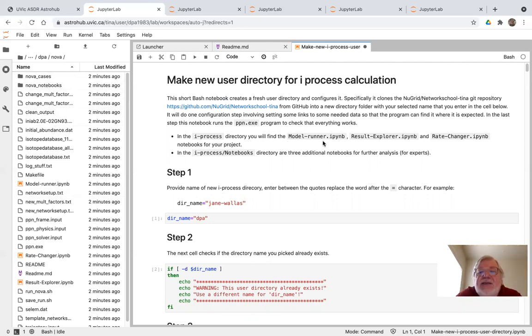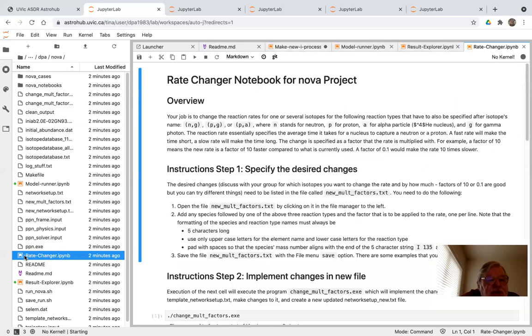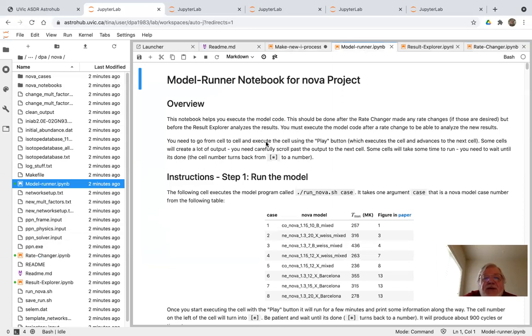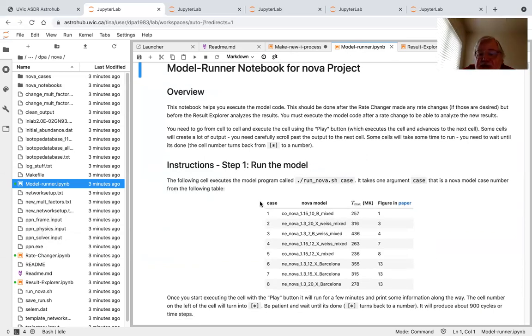So therefore, next step, let me just start these three notebooks in the Nova directory under my name. You will have a copy of your own Nova directory under your name. So let me start model runner here, double click, results explorer, and rate changer, okay? Okay, so now I start with model runner, okay? You will read instructions, of course. I'm not going to do this right now. It's up to you to investigate these notebooks.